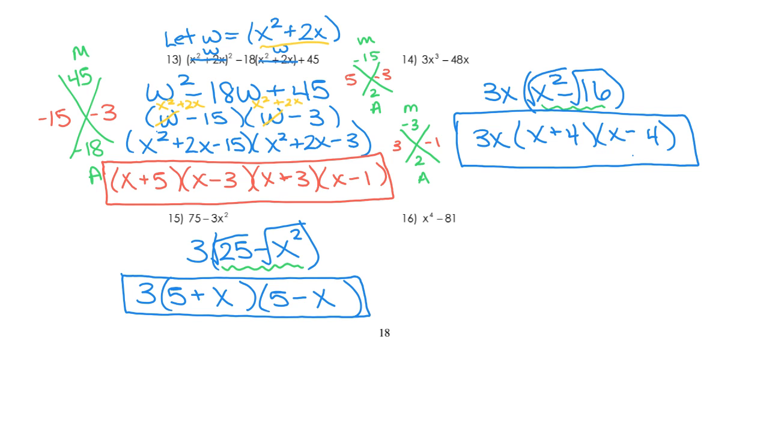Last one. First type of factor we check for is greatest common factor, and there is nothing in common. 81 has no variables, and the x to the 4th has no numbers or coefficients. So that is a difference of 2 perfect squares. So we're going to go ahead and break it up. Square root of x to the 4th is x squared. Square root of 81 is 9.